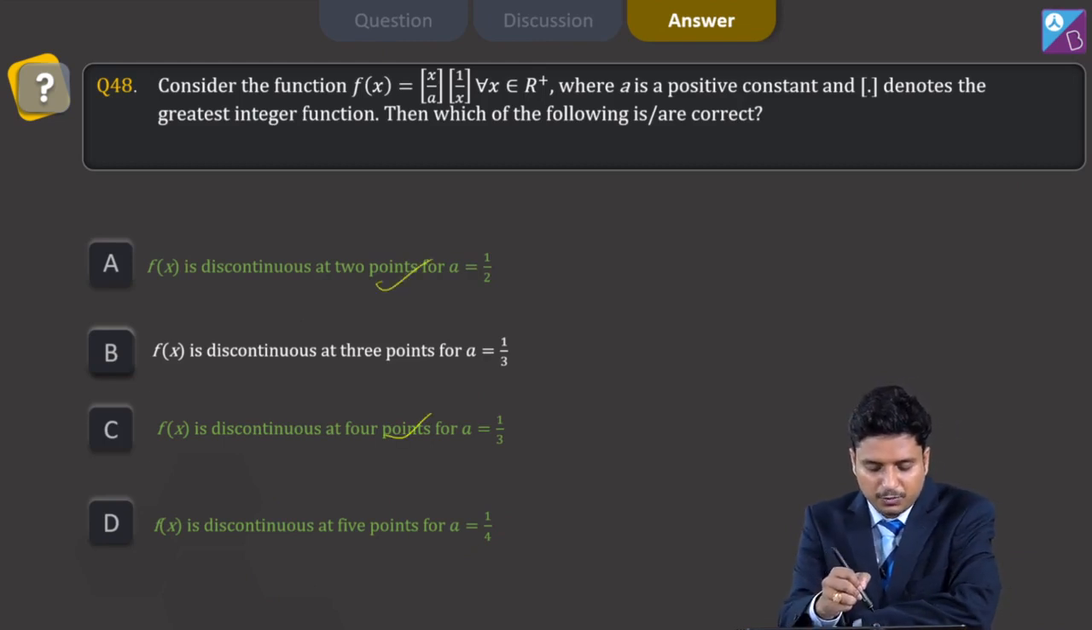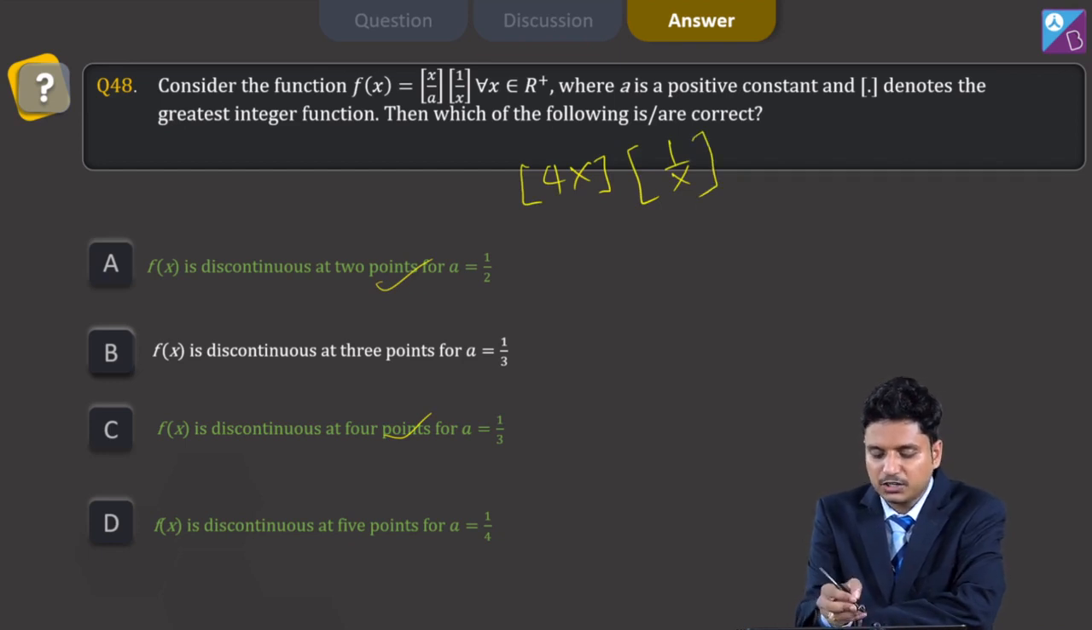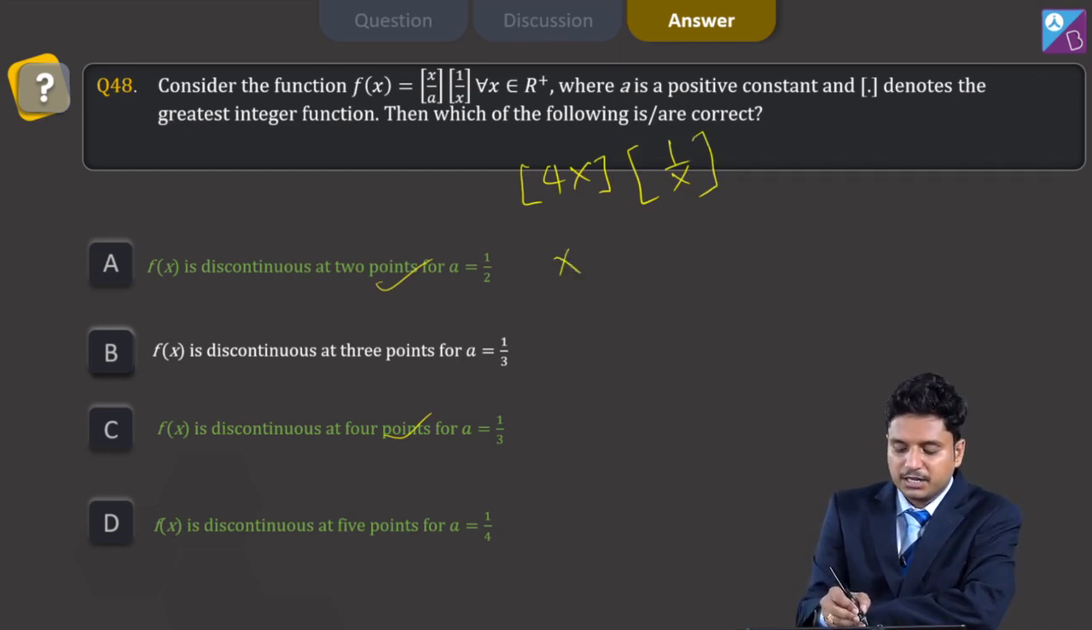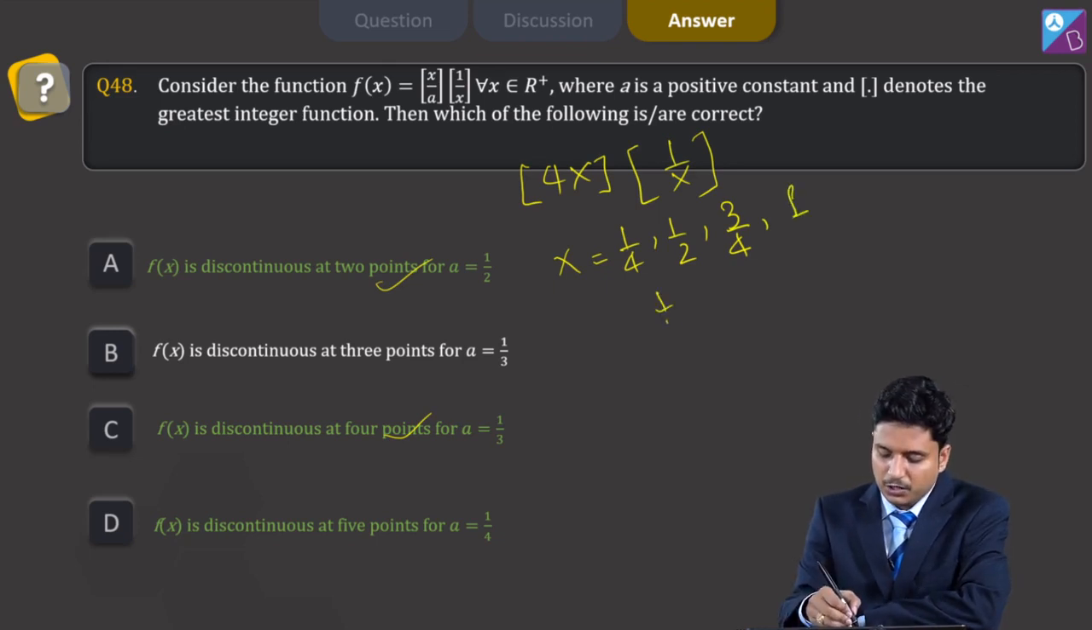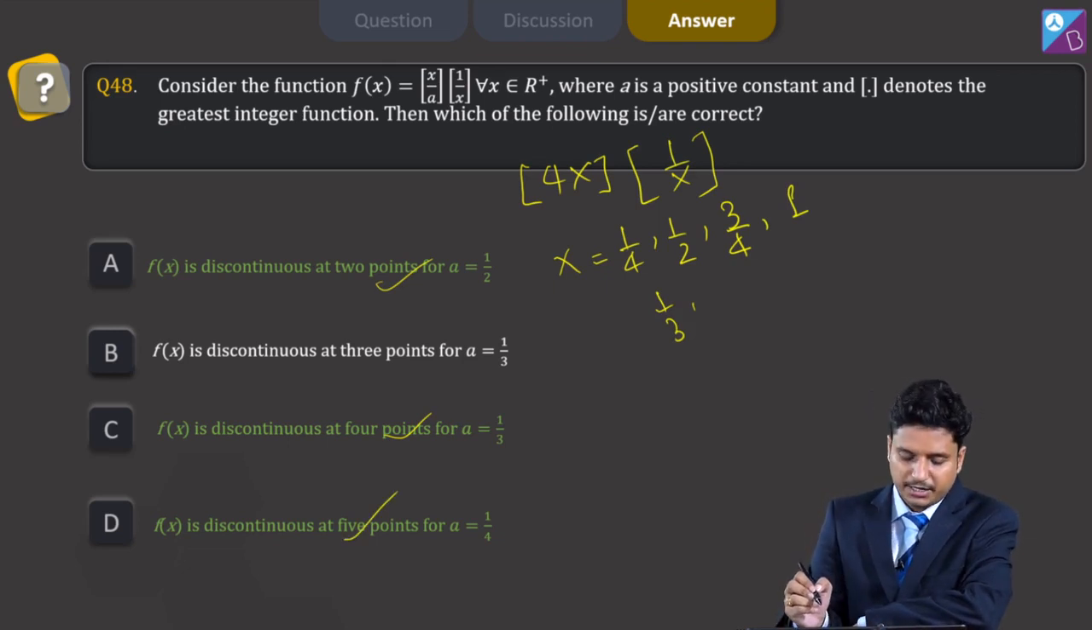So these two options are absolutely correct, and similarly we will go for a equal to 1 by 4, where we will go for the integer part of 4x into the integer part of 1 by x. In this case also you can see that this will be discontinuous at x equal to 1 by 4, 1 by 2, 3 by 4, 1, and 1 by 3 will also be there. So all these 5 points will be there where this f(x) is going to be discontinuous. So A, C, D, all these are correct.